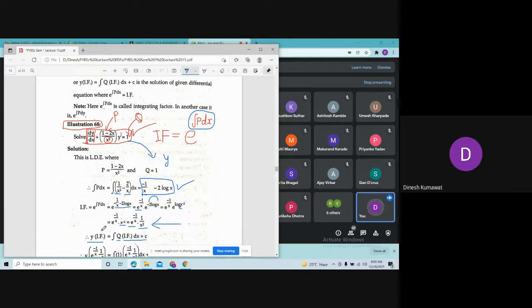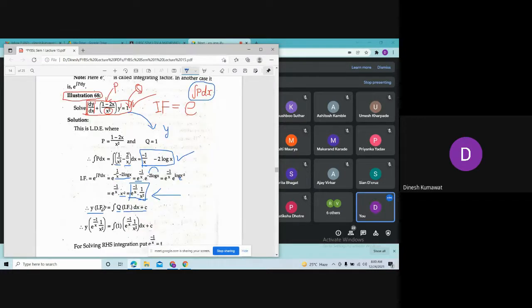Okay, so the integrating factor is e to the power minus 1 upon x into 1 upon x square. So just plug the value of the integrating factor in this equation. You need to remember this formula. The general solution of a linear differential equation is given by y into integrating factor is equals to integration of Q into integrating factor plus c.